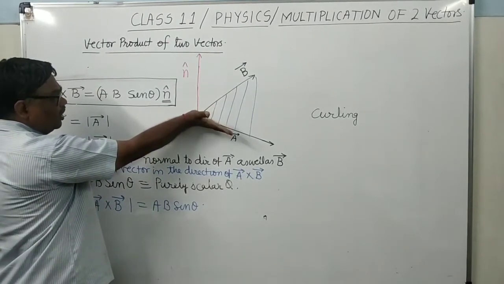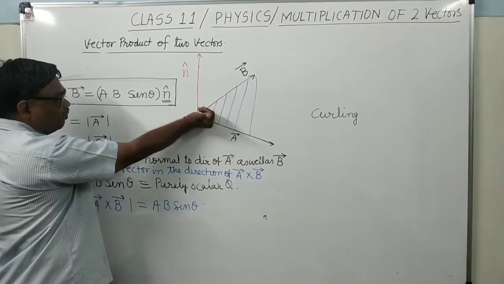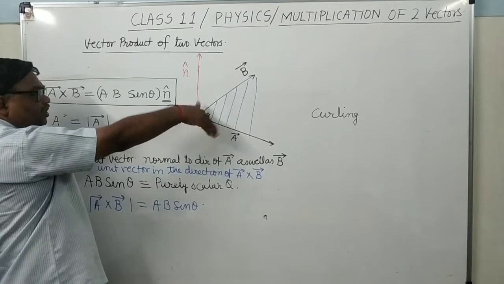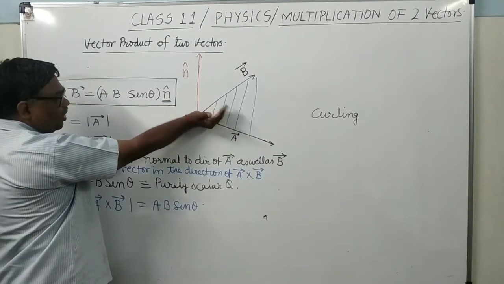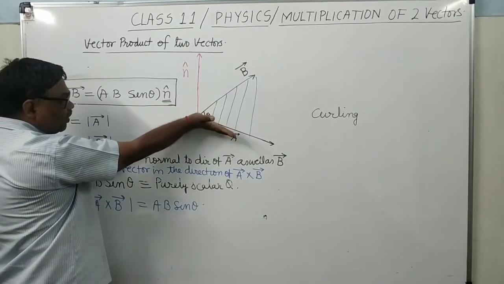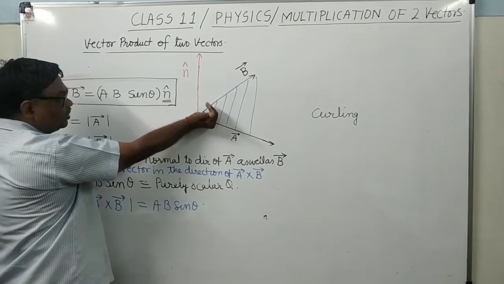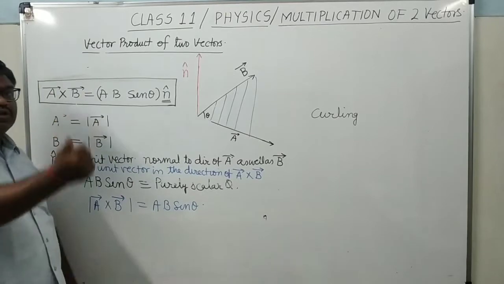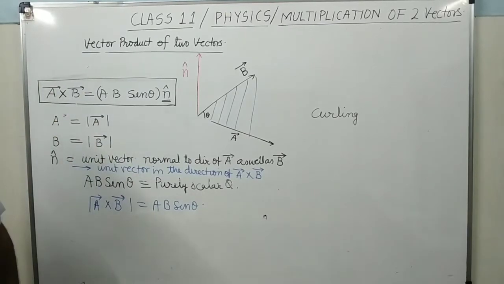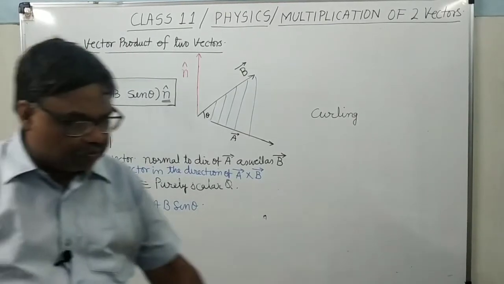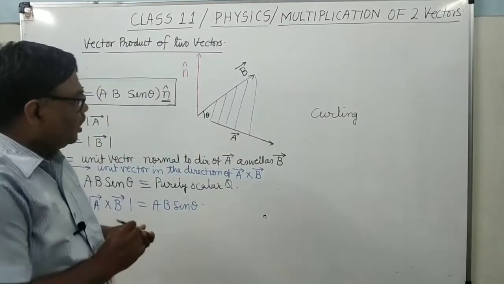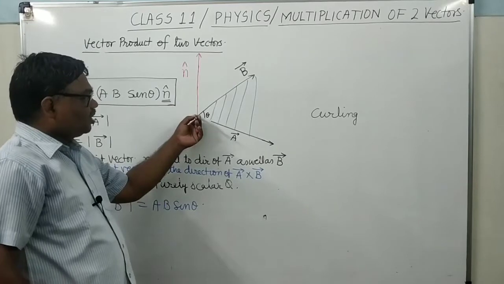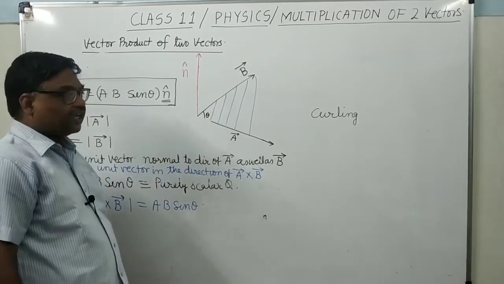So see here, you can place the palm this way or you can place the palm this way. Here you will place the palm in the first way. It is along the first vector A, turning towards vector B, then the thumb is pointing normal to the plane of the board in the outward direction. Means here it will be in what direction? If you see here, it will be in this direction. Is it clear?